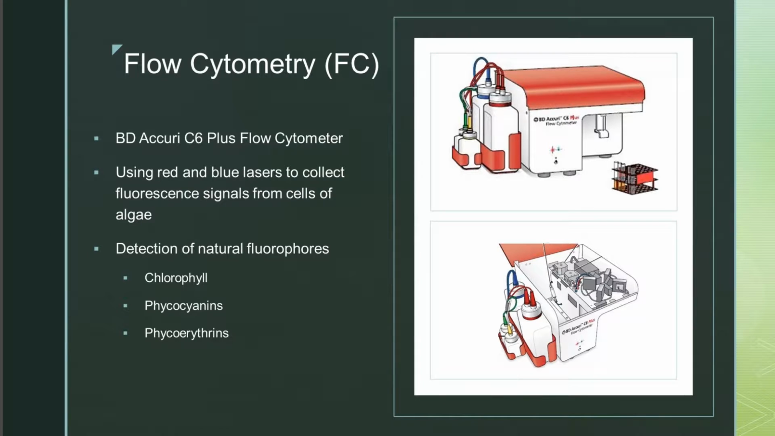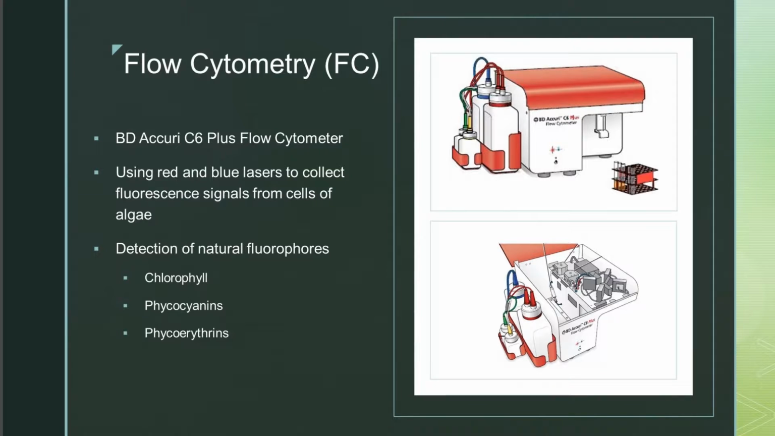And this is it as it sits on a desktop. And this is it on the inside. And I have zoomed in pictures of the inside later. So what the flow cytometer does is it uses red and blue lasers to collect a fluorescence signal from cells of algae. And this can be used for multiple different things.